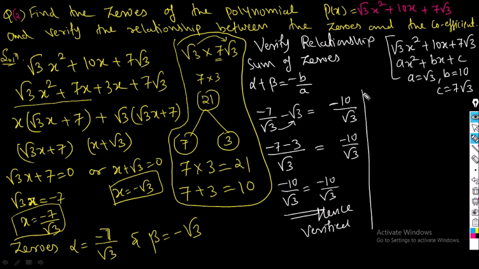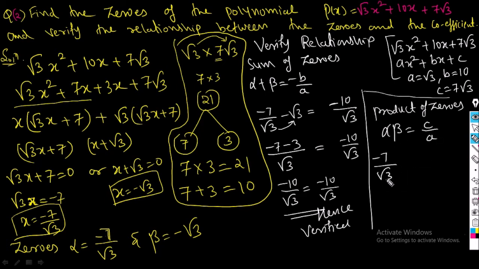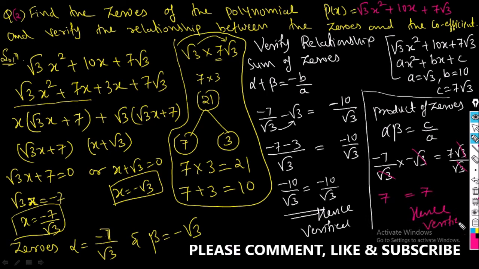Second relationship we have to find out, that is called the product of zeros. So product of zeros we have to verify. That is, alpha into beta is equal to c by a. Alpha is here minus 7 by root 3 and beta is minus root 3. C, that is 7 root 3, divided by root 3. So here the root 3 and root 3 get cancelled. So what will the answer be? Here the answer will come 7. So this also I can say is hence verified.